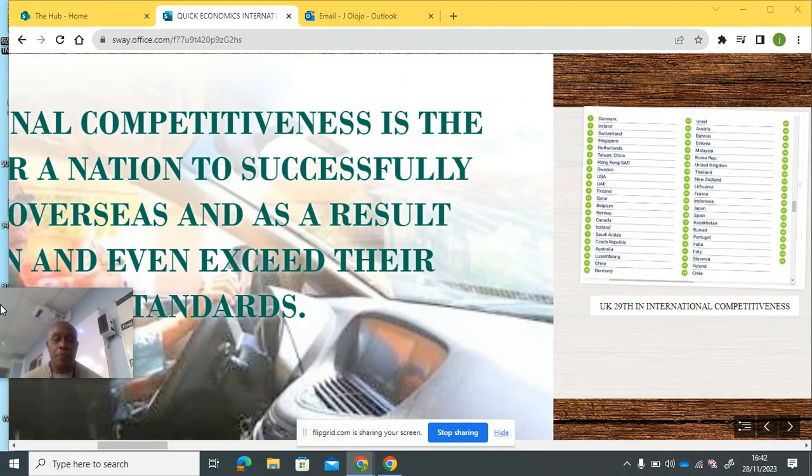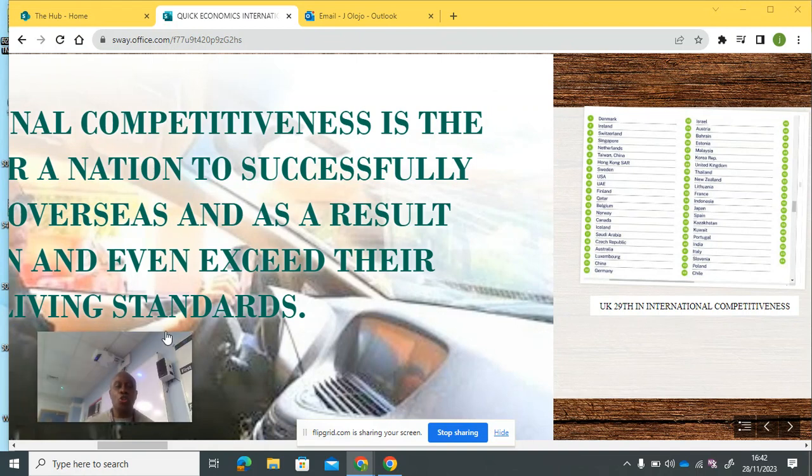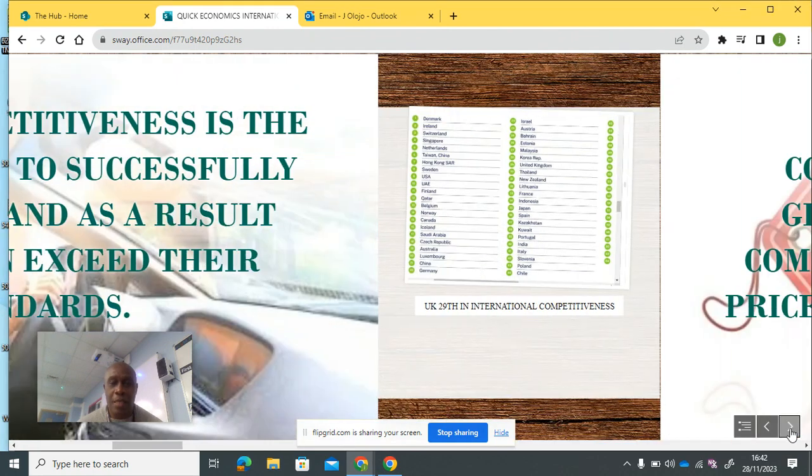This is a table, and it was created in June 2023, and it shows the UK being 29th in international competitiveness. And we're going to get back to that. That seems to be quite low. Okay, that's where we are currently. So we shall talk about that later in the video.